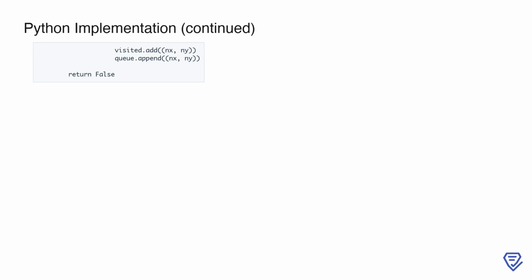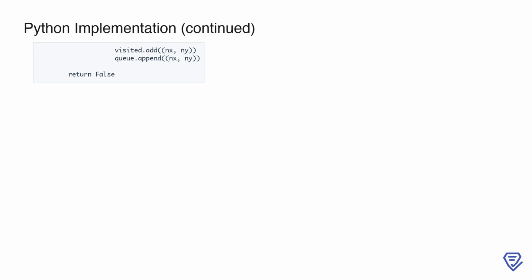This ensures that we systematically explore all accessible paths in the maze without revisiting positions unnecessarily. Once all possible moves have been processed, and if the queue becomes empty without reaching the destination, we return false. This means there is no valid path from the start to the destination. By implementing BFS in this way, we ensure that the shortest path, if it exists, will be found.